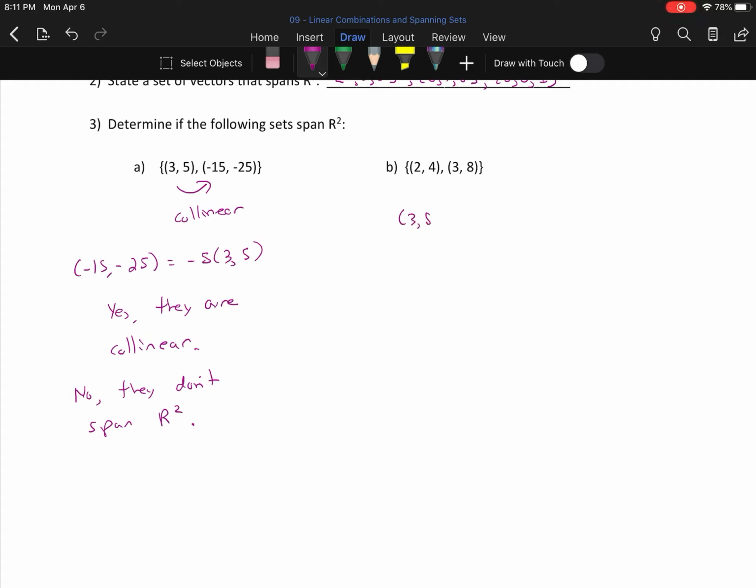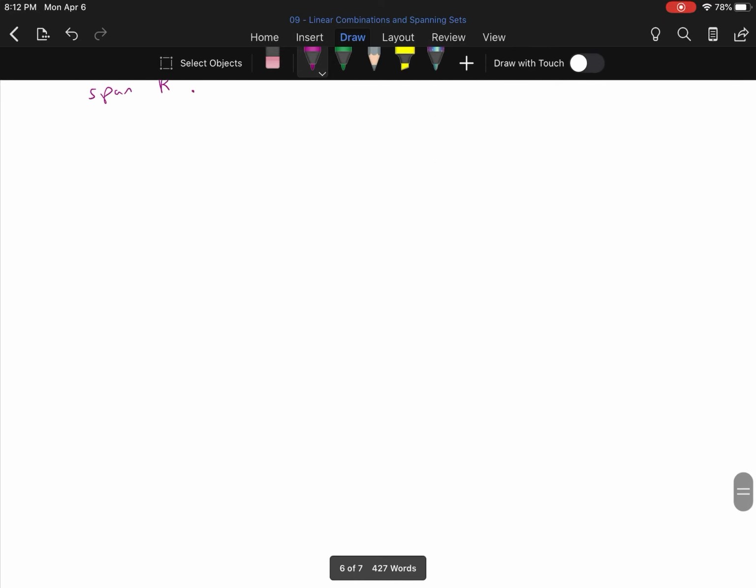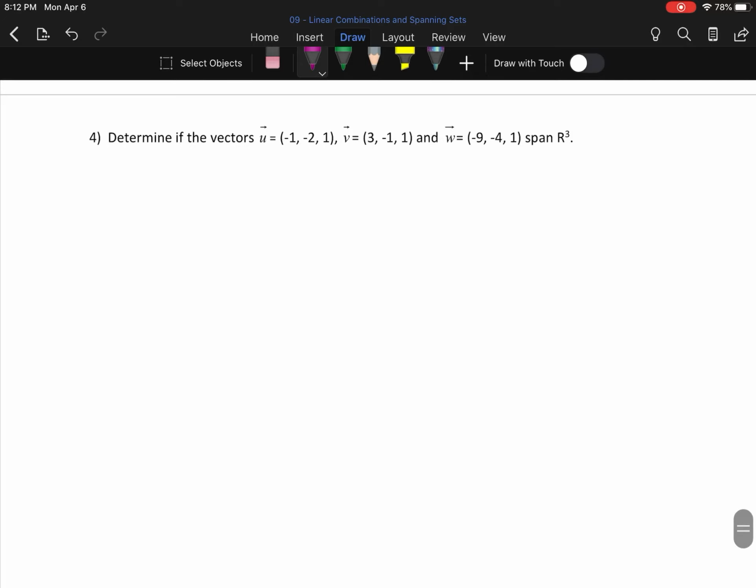The second question here, it says, do they span R2? Well, clearly neither of them are 0, so I don't have to worry about that. But the question is, is 3 comma 8 some multiple of 2 comma 4? Well, if the x component was going to work, k would have to be 1.5. But for the y component to work, k would have to be 2. So no k works. No, not collinear. And what that means is yes, they do span R2, because they're not collinear. Fairly easy in R2.